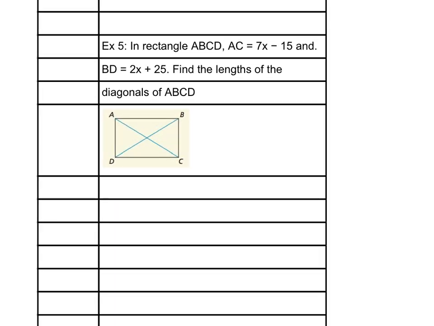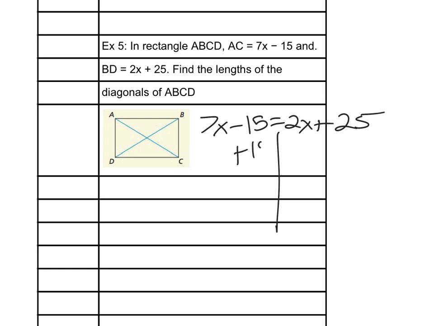In the rectangle ABCD, AC equals 7x minus 15 and BD equals 2x plus 25. Find the lengths of the diagonals of ABCD. So from the last theorem, we were told that diagonals of a rectangle have to be equal to each other. So we're just going to set these two equations equal to each other and solve for x. So this is something you did probably like 2 years ago in algebra. So 7x minus 15 equals 2x plus 25.